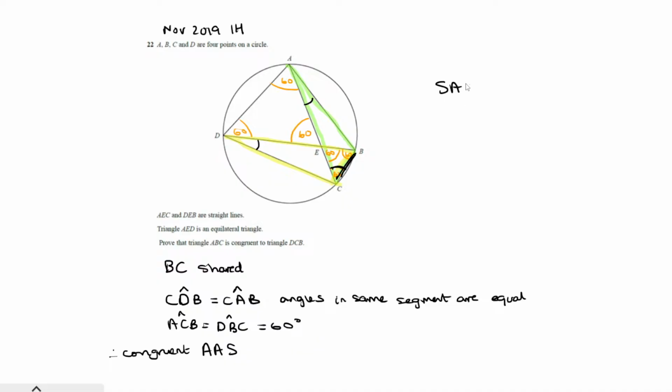So either side, angle, side, angle, side, angle, or all three sides. You can't do all three angles though, just remember that. Or sometimes it's right angle, hypotenuse, side. So those are the options that you could have to prove congruency. But it doesn't come up a whole lot, so it's not something I would stress out about.